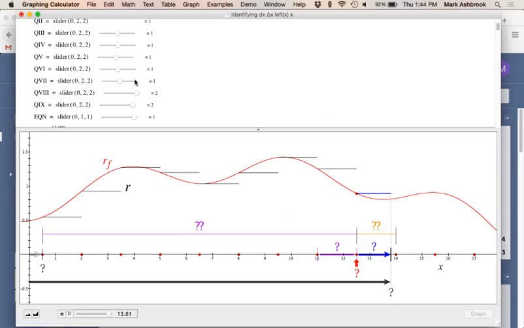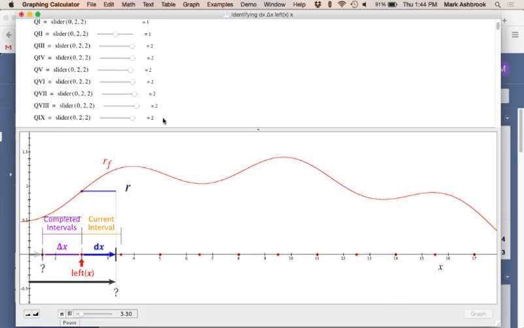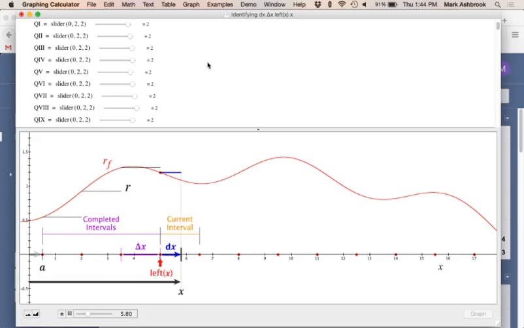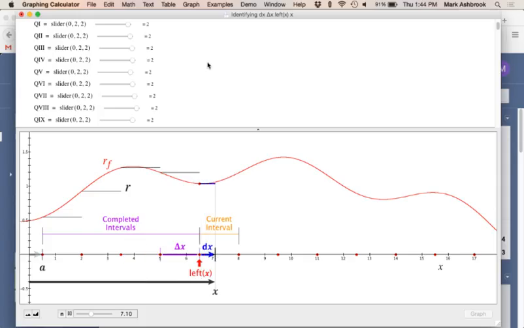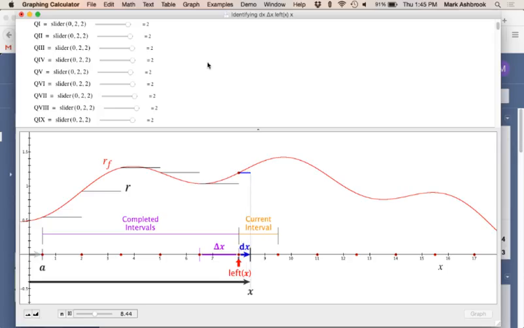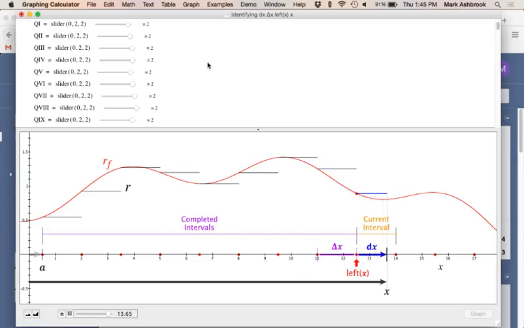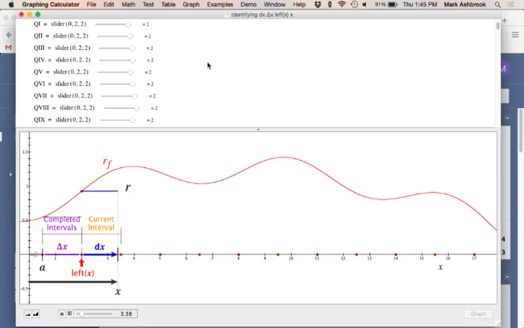Let's do it on this one. Might be easier. So, how many completed intervals do you need to go across to get to left x? Or maybe I should say, how many of the completed intervals do you need to go across to get to left x?